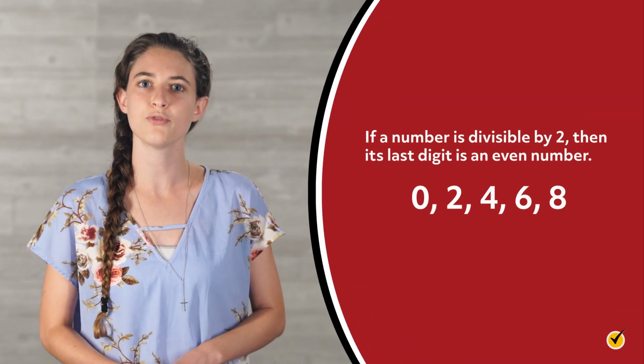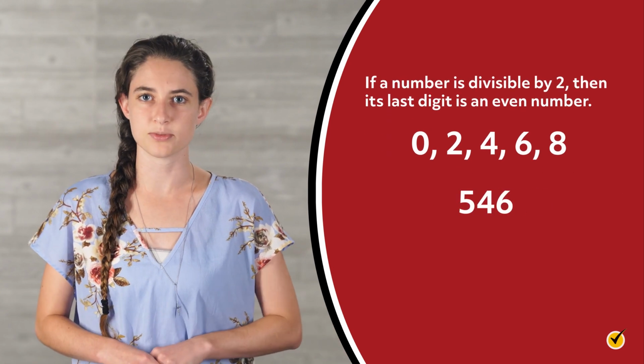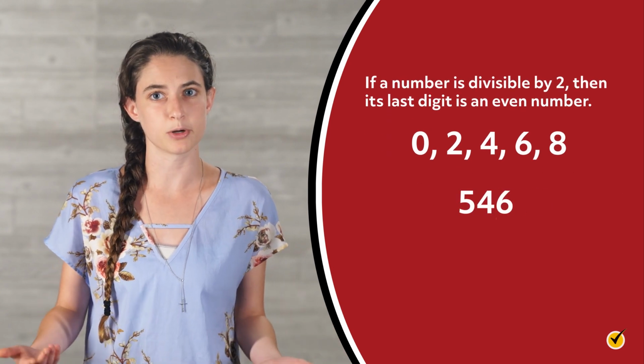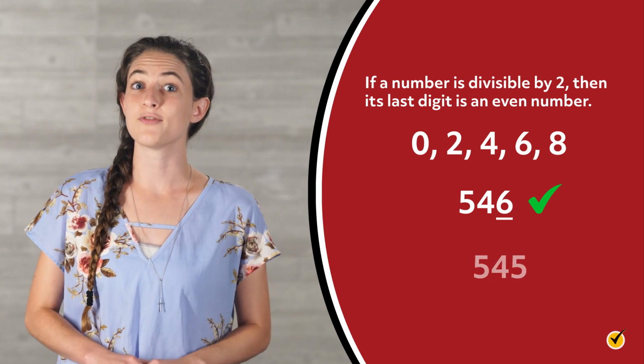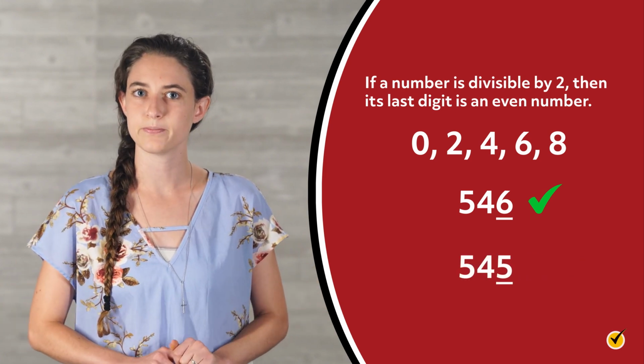If a number is divisible by 2, then its last digit is an even number, ending in 0, 2, 4, 6, or 8. For example, 546 is divisible by 2 because it ends in an even number, 6. 545 is not divisible by 2 because it ends in 5, which is not an even number.